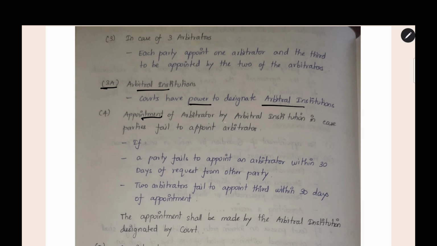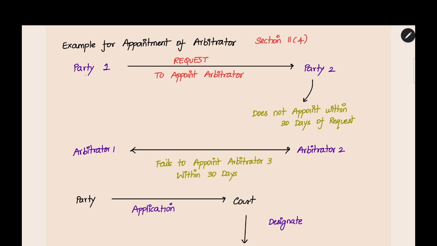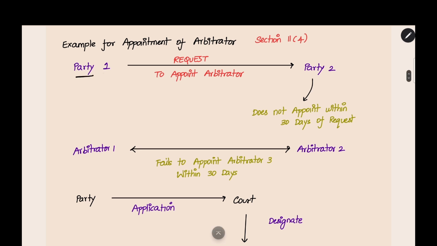Appointment of arbitrator by arbitral institution in case parties fail to appoint arbitrator. If a party fails to appoint an arbitrator within 30 days of request from other party. We have an example for understanding this. Let us go to the example. In this example, there are 2 parties, party 1 and party 2. Party 1 is sending a request to party 2.